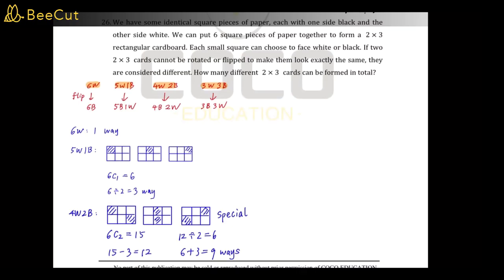So it means that out of the 15 ways, we divided into 2 groups. The 3 are special. There's no double counting because after rotation is the same. But for the other 12, after rotation, you get a different pattern. But since you can get it from the rotation, those are considered the same. That's why you need to divide by 2. This is 6 plus 3. Total is 9.